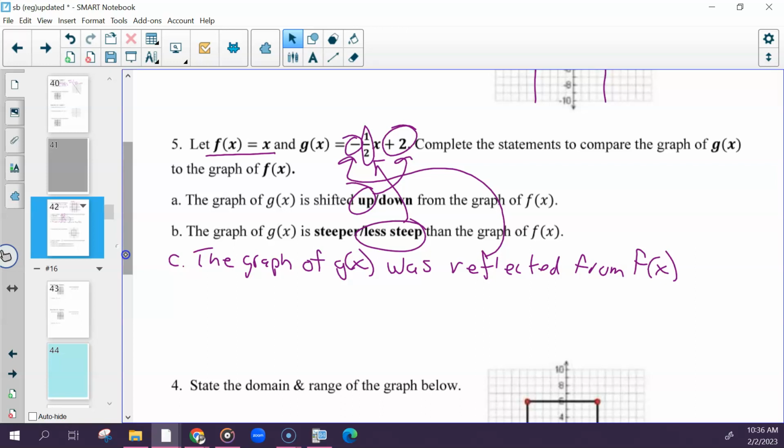If all your retake stuff is done by next Friday, you can retake. If not, you'll need to come see me before or after school and do that process after school. Questions on any of that?